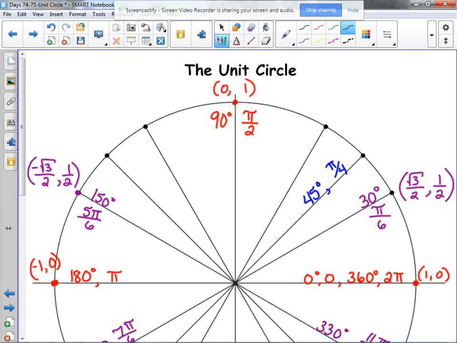Now this one's really easy, because it is the same x and the same y, because it's right in the middle. The x-coordinate and the y-coordinate are exactly the same, and they are the square root of 2 divided by 2 and the square root of 2 divided by 2.